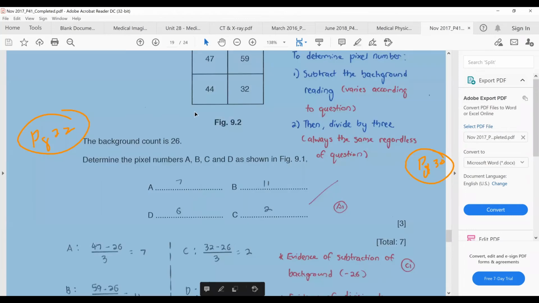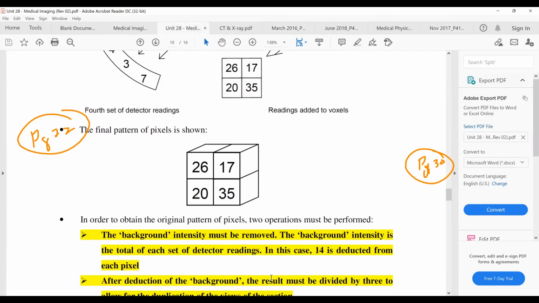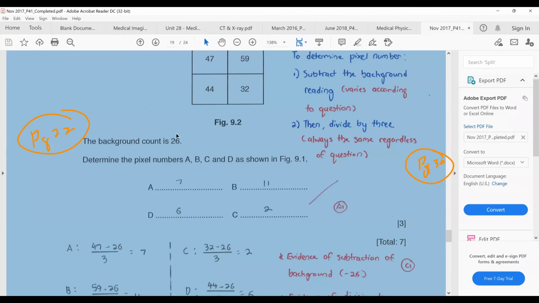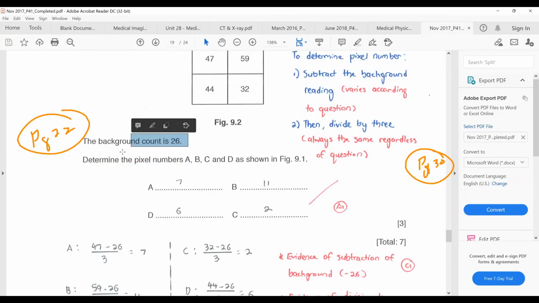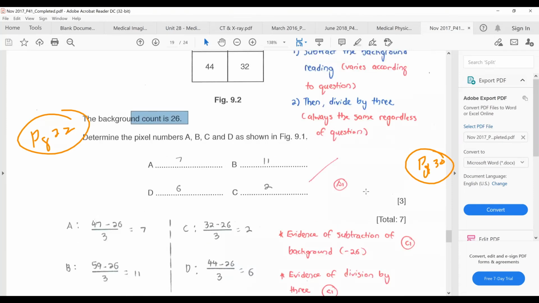So as I mentioned to you, the standard working would always be to minus off your background reading, then divide by 3. In your case, your background reading, they've already told you is 26. Okay, so you just take whatever values that you have here minus 26 and then divide by 3 as your last step. You'll get A as 7, B as 11, C as 2, and then D as 6.